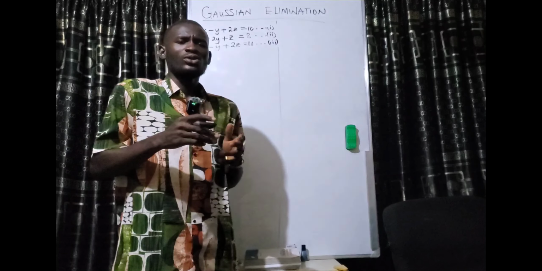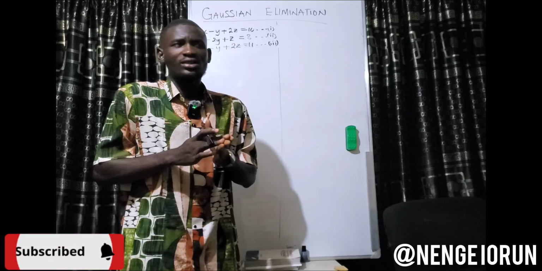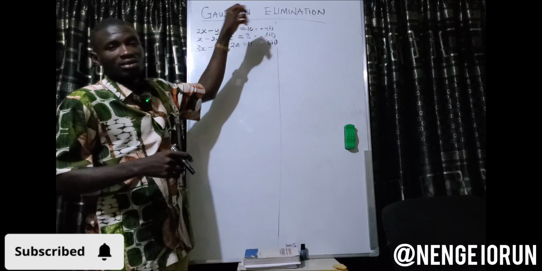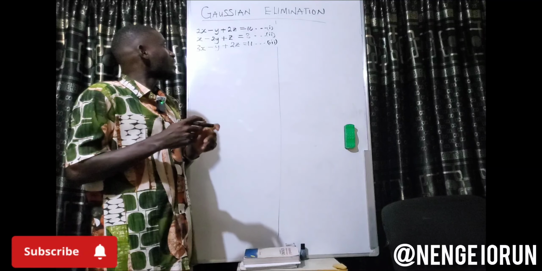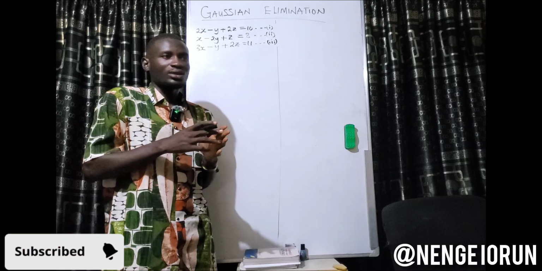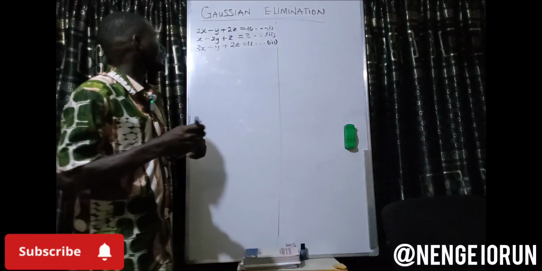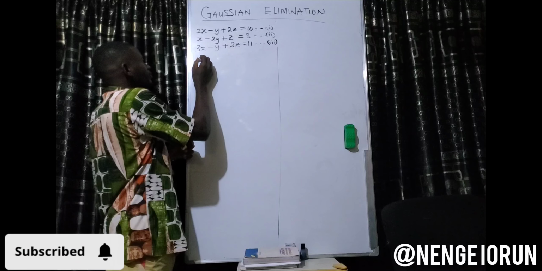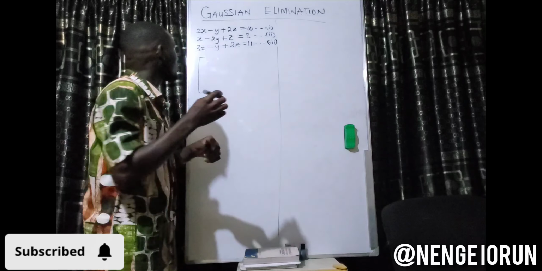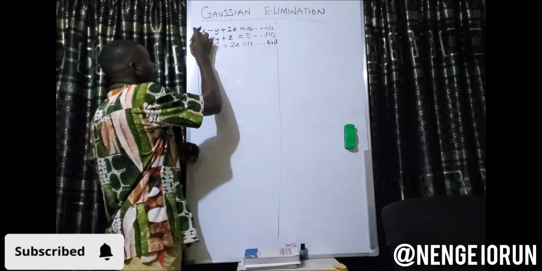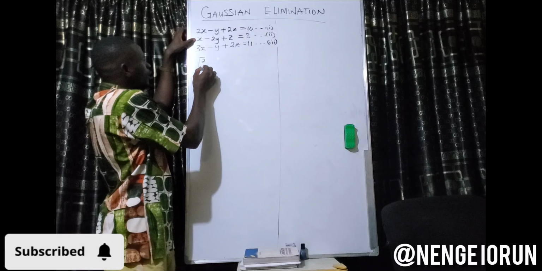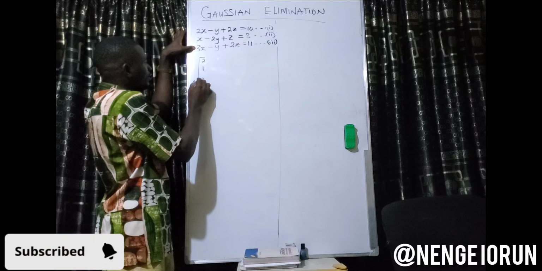We are going to solve simultaneous linear equations using the Gaussian elimination method. This method involves forming a matrix called an augmented matrix. So by so doing, we have an augmented matrix. Here you have 2, the coefficient of x; here is 1; here is 3.